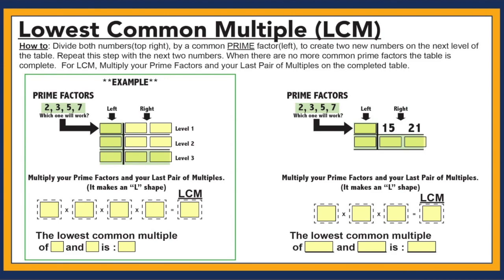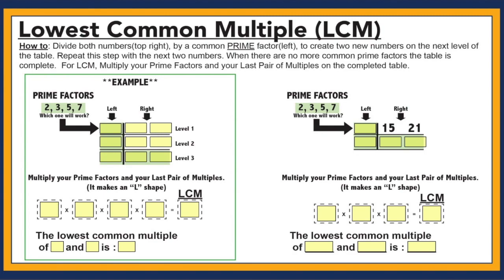Divide both numbers on the top right by a common prime factor on the left to create two new numbers on the next level of the table. Repeat this step with the next two numbers. When there are no more common prime factors, the table is complete. For LCM, multiply your prime factors and your last pair of multiples on the completed table.